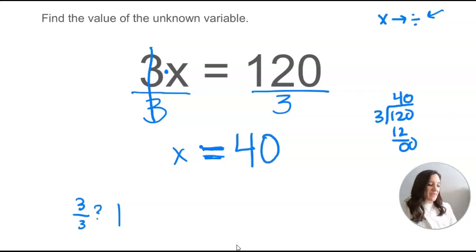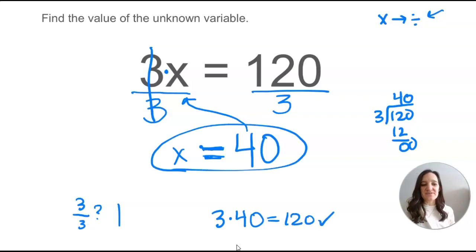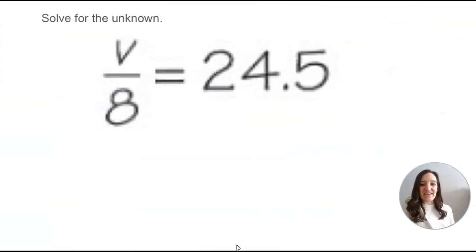Okay, and today it might be really smart to plug that in and check your solution. What is 3 times 40? Oh, it is 120. Boom, checked. X equals 40. There's your x, Mrs. Matz. Okay, so that's timesing.